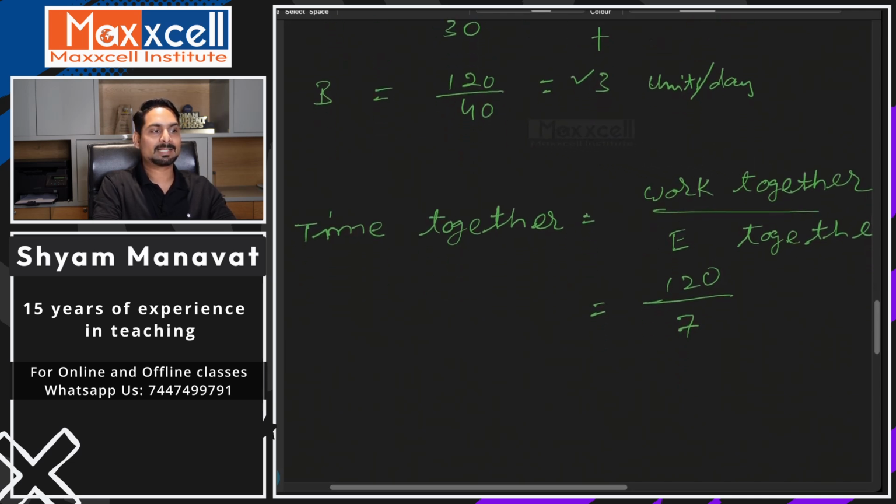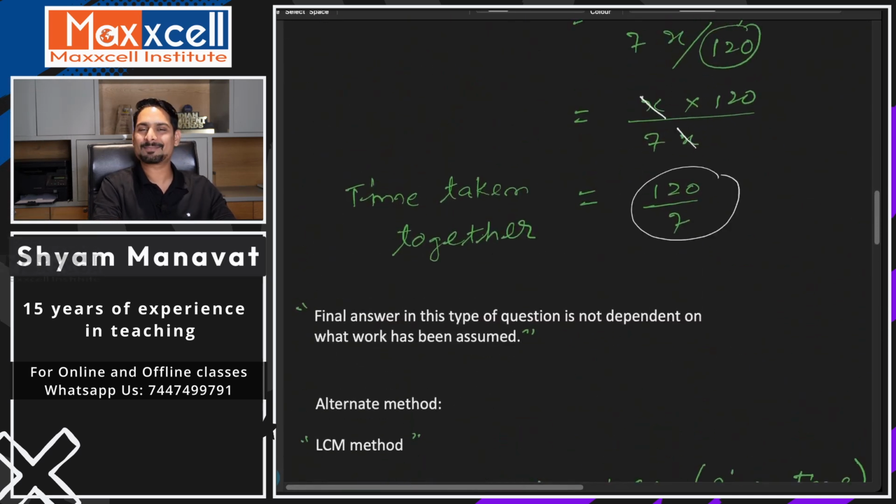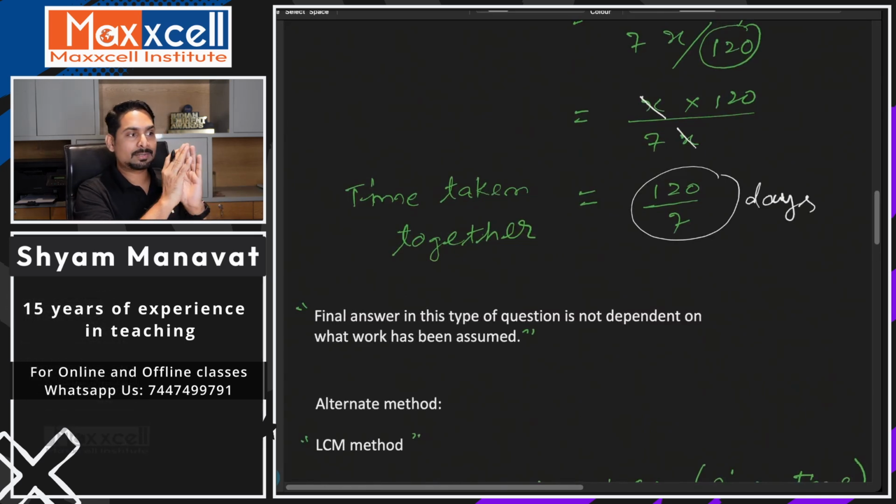So the time taken by them will be 120 by 7 days. Unit of time as per the question is what? Days. That's your answer. Is this answer same as the previous answer with the previous method? Yes, it is same. 120 by 7 days, right? So I request you to rewind this video and watch both the methods again.